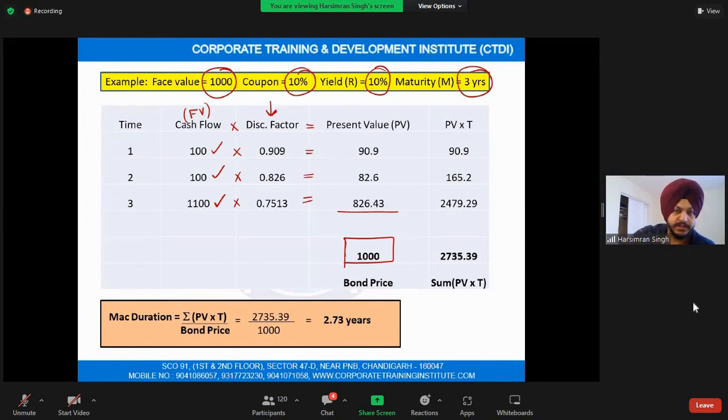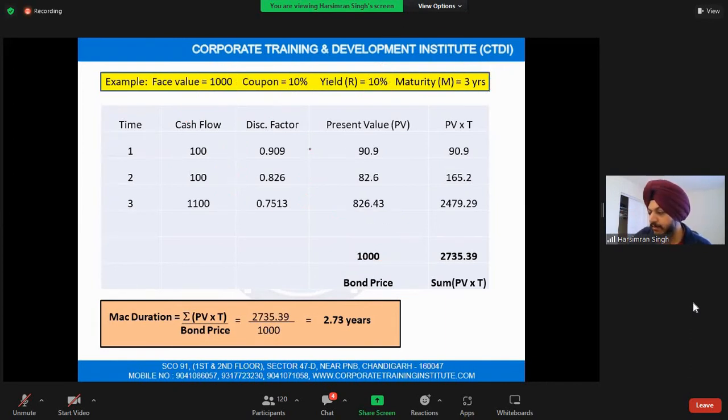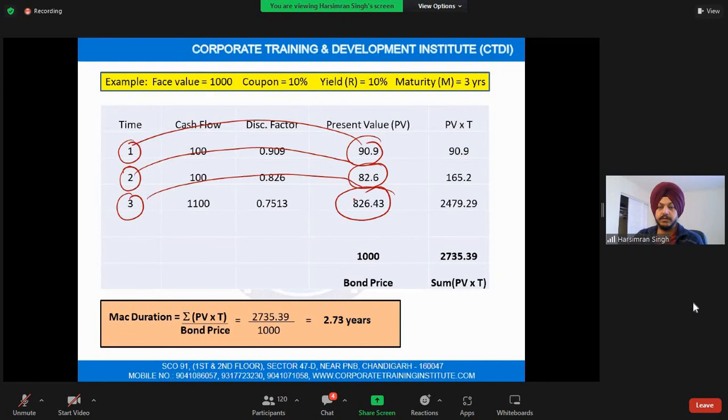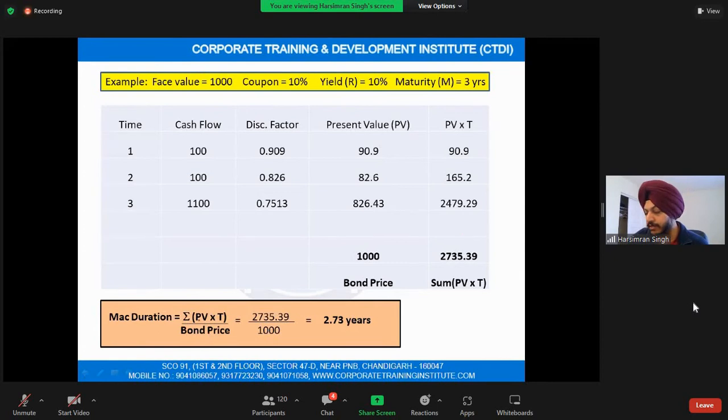Now, the next step is we multiply this present value with the time. Like this. So we get this. And again we make a total. So this is the total of present value into time. So what is the formula of duration? The duration formula is the total of present value into time divided by bond price. It is 2.73 years. Everybody please note it down.